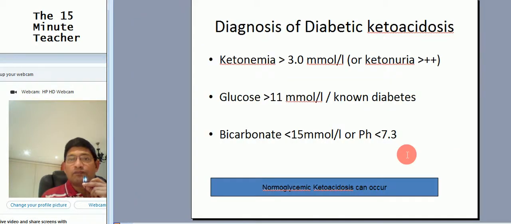These are the factors that you require to make a diagnosis of diabetic ketoacidosis. Ketonemia of more than 3 millimoles per liter, blood glucose of more than 11 millimoles per liter, and bicarbonate of less than 15 or a pH less than 7.3. One must be aware that ketoacidosis can occur in people with type 2 diabetes as well, particularly in those taking SGLT2 inhibitors, which is a new class of drugs, which I will cover in a different section.